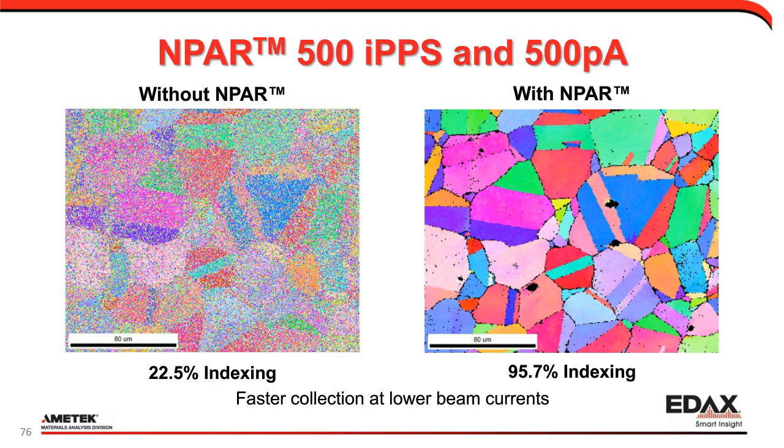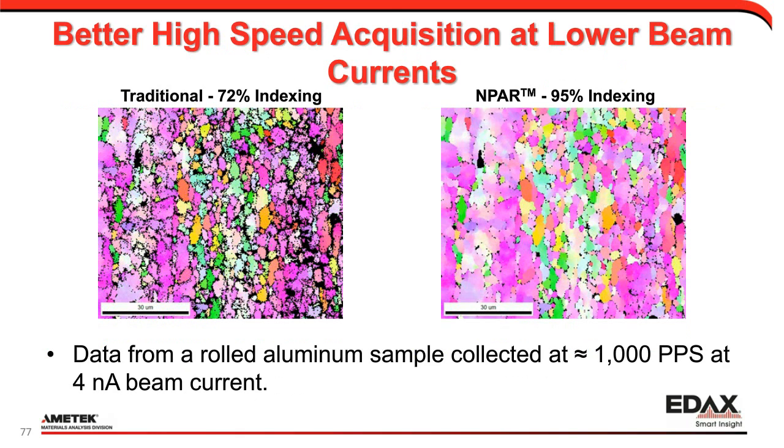But we also see advantages on different types of materials. This is a rolled aluminum sample. Aluminum has a lighter atomic number, so it has a little bit less signal to begin with. But we can still collect here. This is 1,000 points per second with about 4 nanoamps beam current. Traditionally, we're only getting about 72% indexing. When we apply the NPAR filter, it jumps up to about 95%.